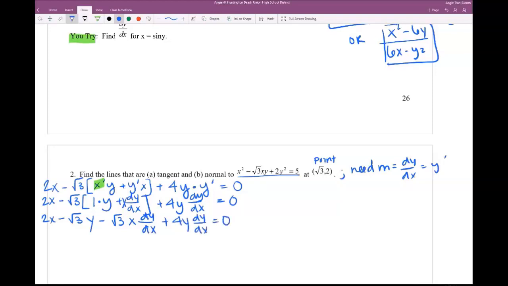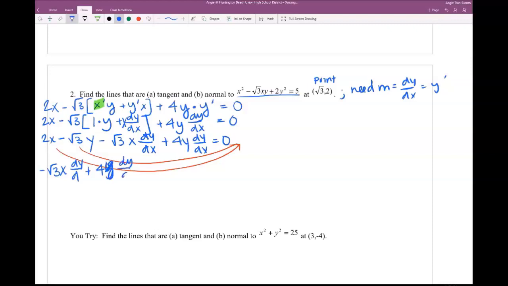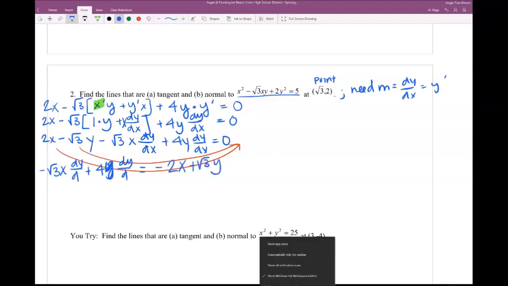Then from here, I'm going to move everything that's not dy/dx. So that means this is going to go over here, and also this is going to go over here. So with that said, I will now have a negative radical 3x dy/dx plus 4y dy/dx. Okay, if I move the 2x over, it's now negative 2x. If I move the negative radical 3y over, it's now a positive radical 3y.